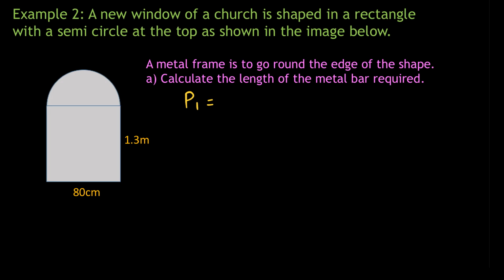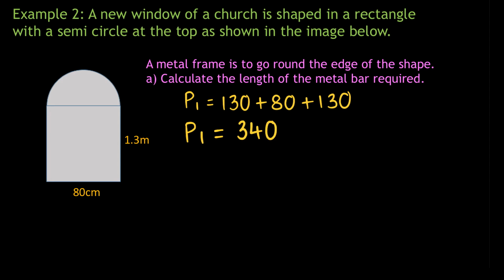so we've got conflicting units here. We need to pick one and stick to it. So I'm going to turn 1.3 metres into 130 centimetres and add the numbers together. So 130 plus 80 plus 130. And the perimeter of the 3 sides of the rectangle that we have comes out to be 340 centimetres.